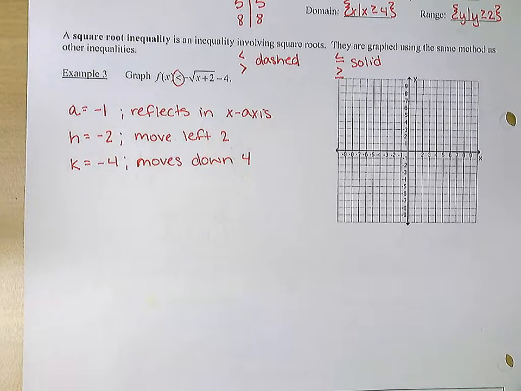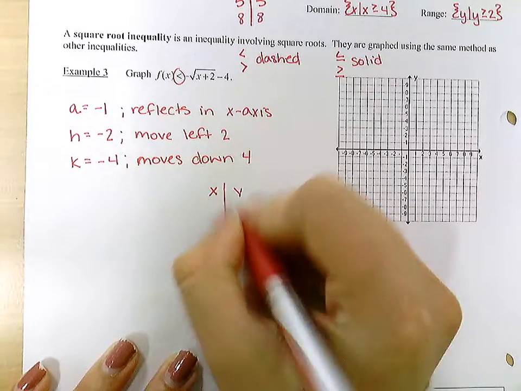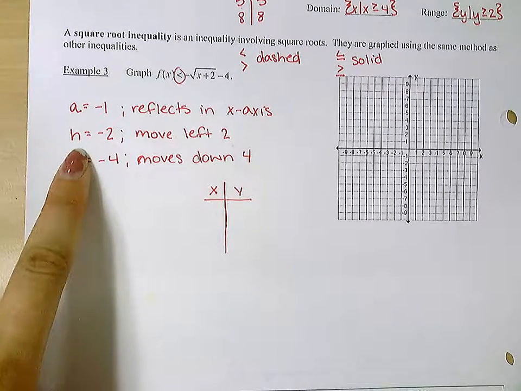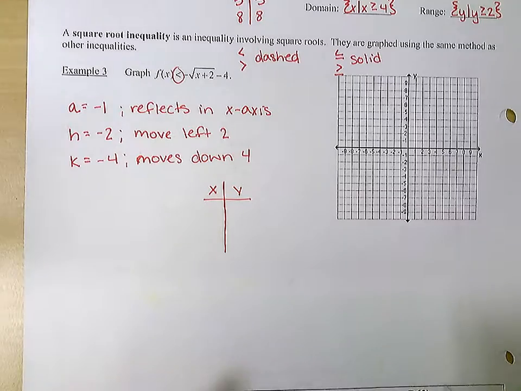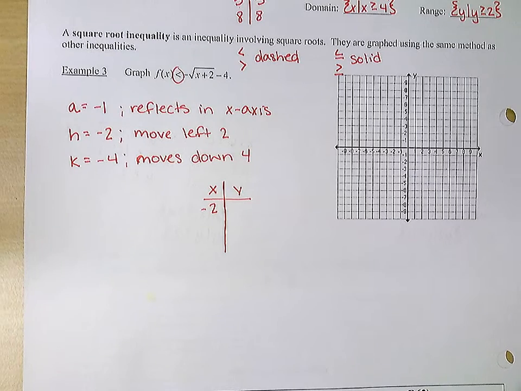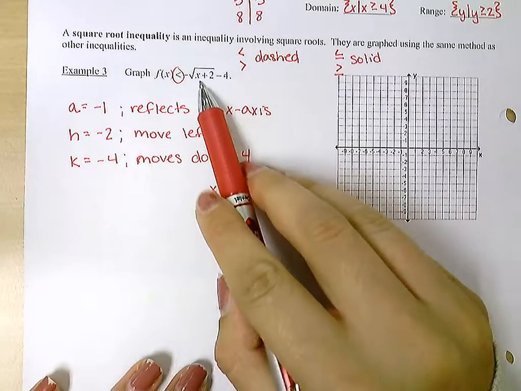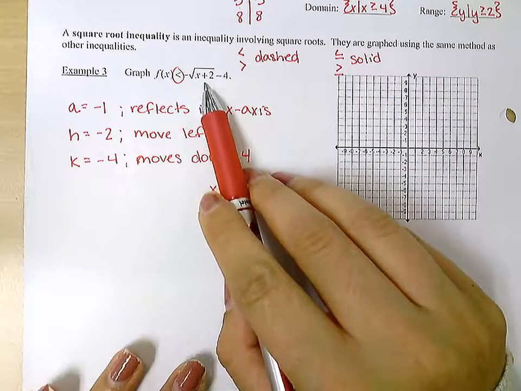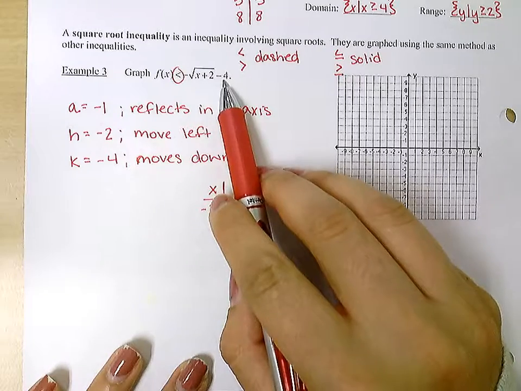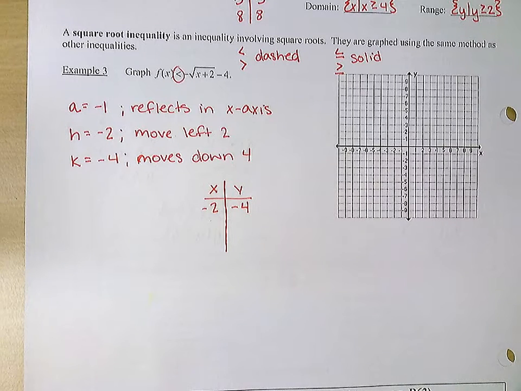Okay, and this time I'm just going to make my XY chart because I think that'll be a little bit easier for you. So I'm still going to start with my H value here, -2. So I'm going to plug in -2 for x. If I plug in -2, I have 0 underneath my radical. Yes? Okay, square root of 0 is what? 0 minus 4, -4.